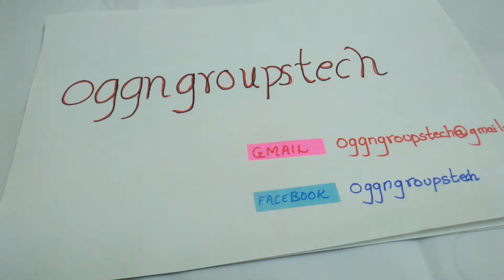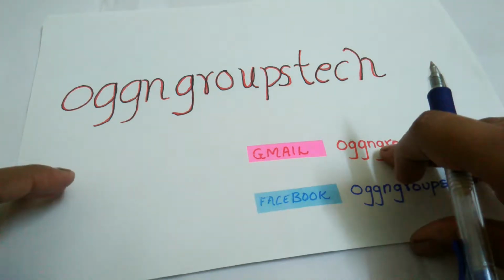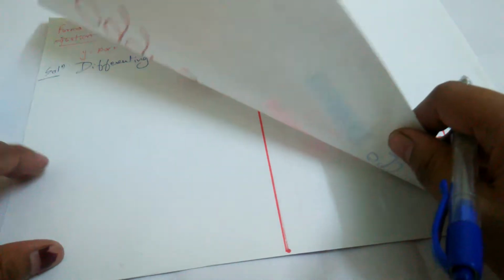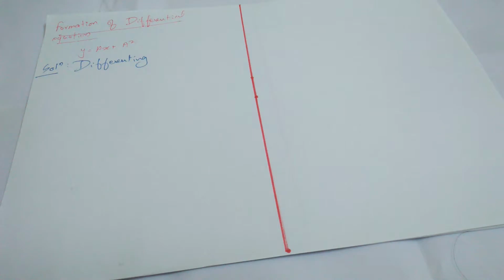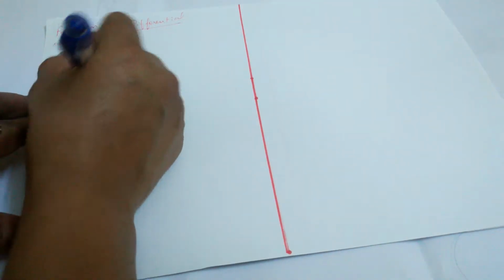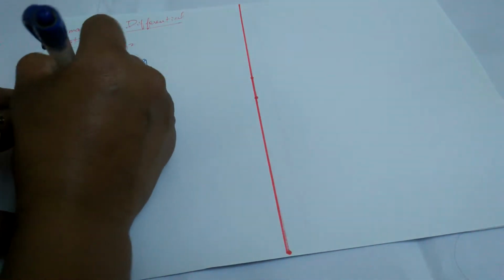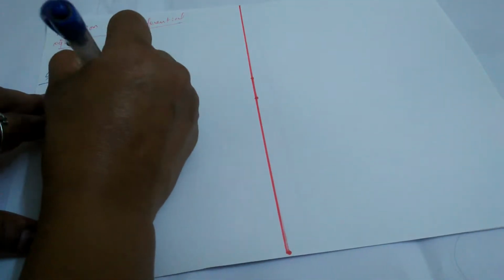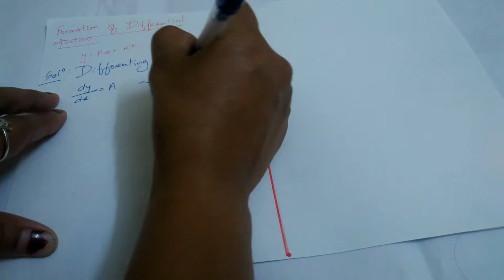Today you are going to learn a new topic called formation of differential equation. So how are differential equations formed? For that, let us consider one example: y is equal to ax plus a square. We'll differentiate the above equation with respect to x, so we get dy by dx is equal to a. Let me mark this as equation number 1.